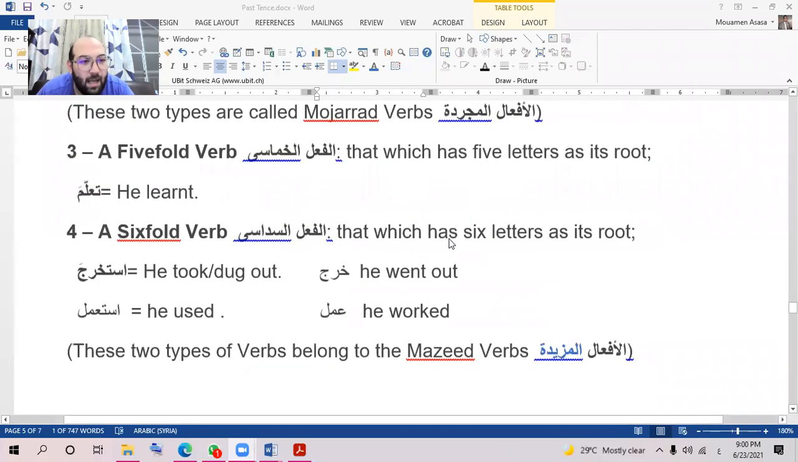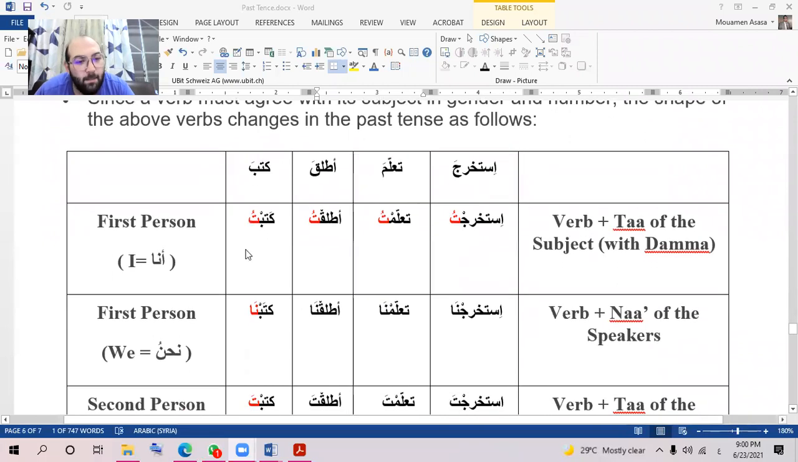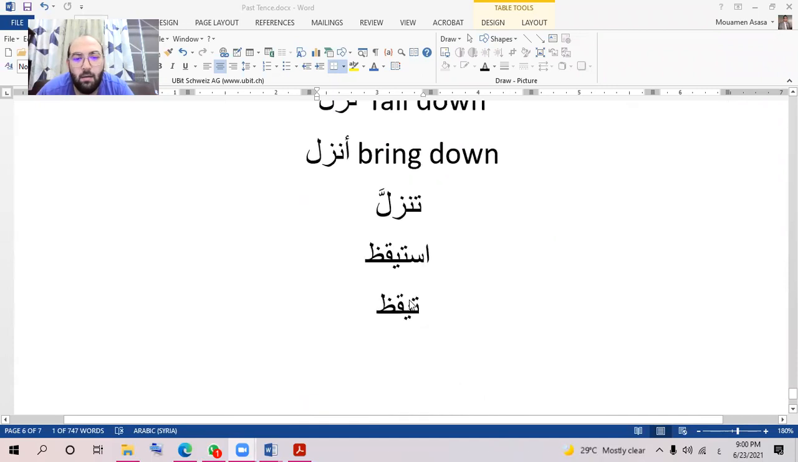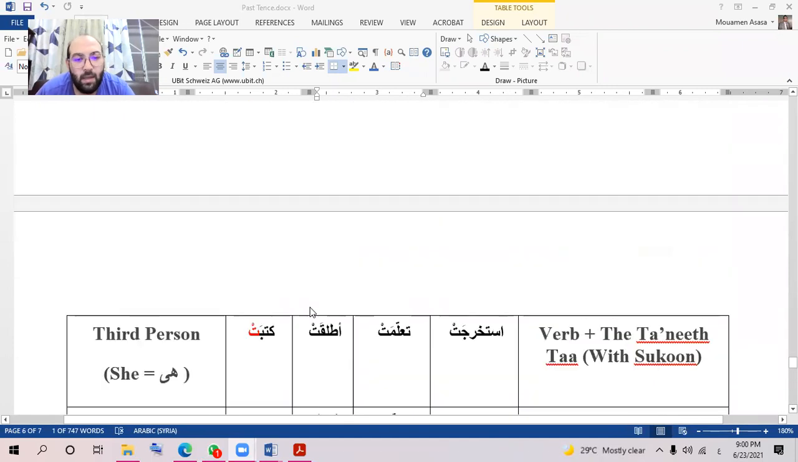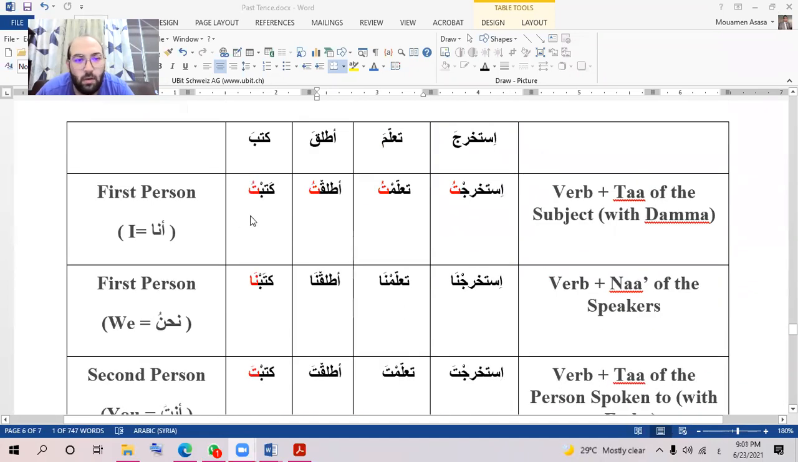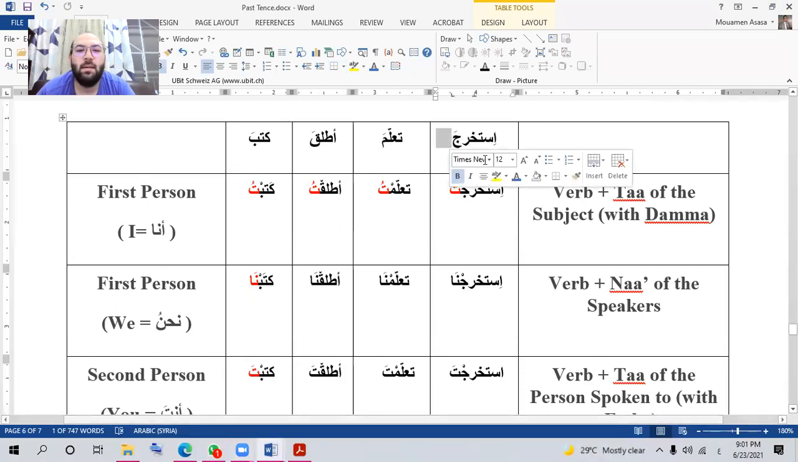The flow that we have 4 categories of verbs. Every verb has its own category. And inside this category, we add some letters to form the person who is doing the verb. Now, here we have Ana katabta. Now, each one of you will read a verb. So, Ustaz Amin, you start with istakhraja. You say, Ana istakhrajtu.